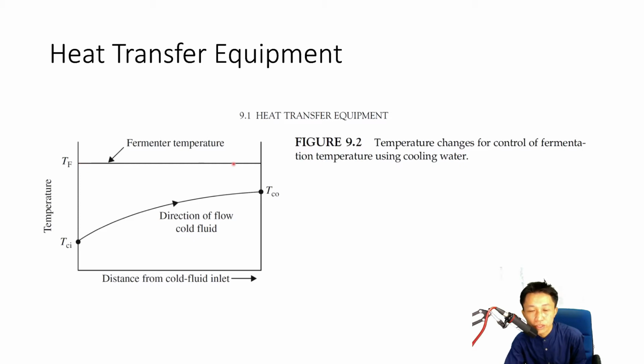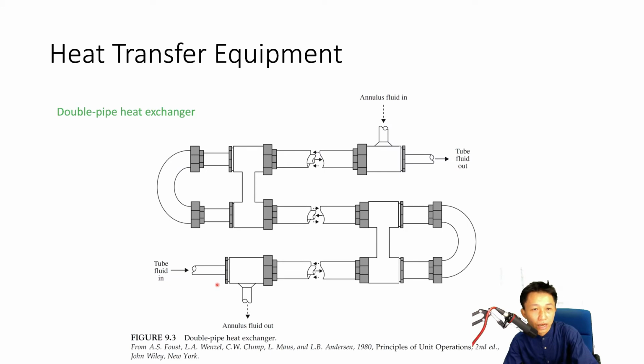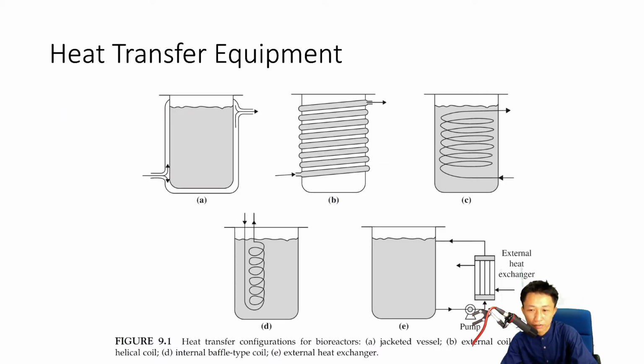We want to keep the temperature constant because we want to protect our product from degradation, for example. And this is how the cooling temperature is changed. This one is the inlet cooling point, and this one is the outlet. So the temperature changes just a little bit to maintain the temperature inside the bioreactor. This is the distance from the inlet, for example. And this is the configuration.